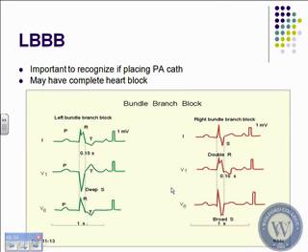And the importance of this is still continuous. So this is a reiteration. Left bundle branch block is important because it matters in placing the PA catheter. If you already have a left bundle branch block, when the PA catheter is inserted, you can actually knock out the right bundle and cause a complete heart block.